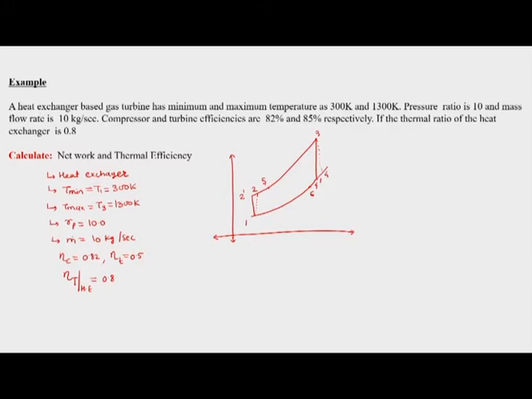We know that 2 to 5 is the heat addition in the heat exchanger before going to the combustion chamber. So, this is the heat exchanger, this is the combustion chamber. So, 5 to 3 is the only heat added in the combustion chamber. Now, we are supposed to find the net work and thermal efficiency. So, for that sake, let us try solving this example.